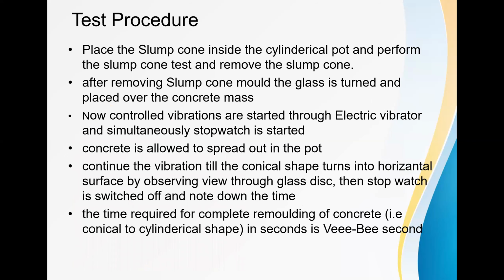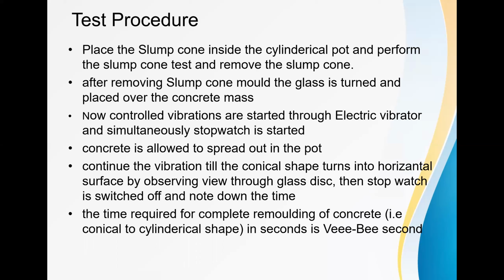The test procedure is like this. Place the slump cone inside the cylindrical part and perform the slump cone test, and remove the slump cone. Like however we do in a slump cone test, in 3 layers, the same thing we have to perform here also. Once it has been done, remove the slump cone. After removing the slump cone, the glass disc has to be turned and placed over the concrete mass. Now we have to switch on the controlled vibration through the electric vibrator and simultaneously switch on the stopwatch. Allow the concrete to spread out in the pot.